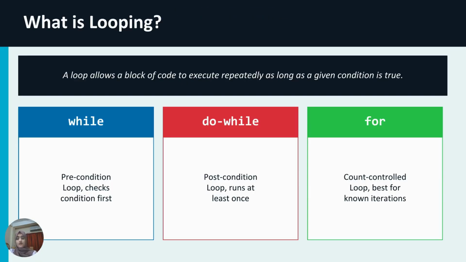Before we dive into the types, let's understand what exactly is a loop. A loop allows a block of code to execute repeatedly as long as a given condition is true. Instead of writing the same code again and again, we use a loop to do it for us automatically. So in C programming, there are three types of loop: the while loop, which is a precondition loop; the do while loop, which is a post condition loop; and the for loop, which is best when we know how many times we want to repeat.